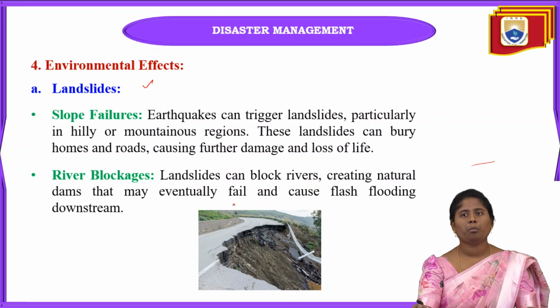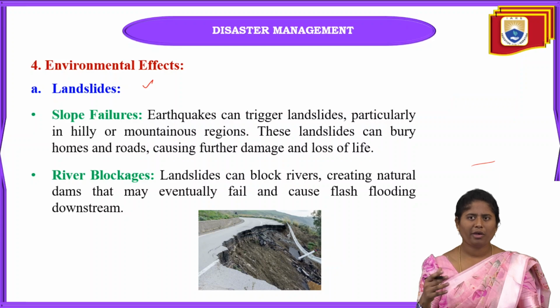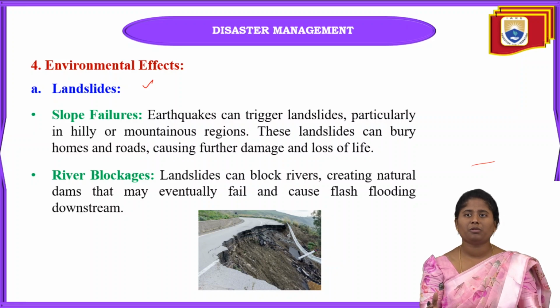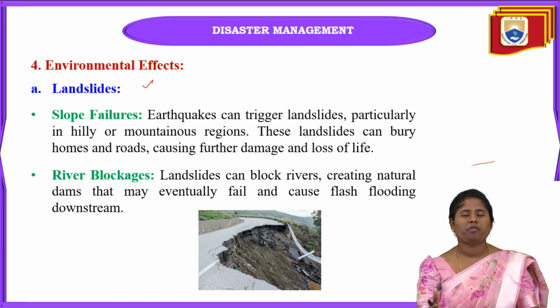Next one is river blockages. Due to these landslides, there will be blockage of rivers, and that can create natural dams. Afterwards, when we remove the obstructions of these dams, sometimes the dam may fail, and that can cause flash flooding also. So we have to be careful, and we have to know how to mitigate this earthquake.